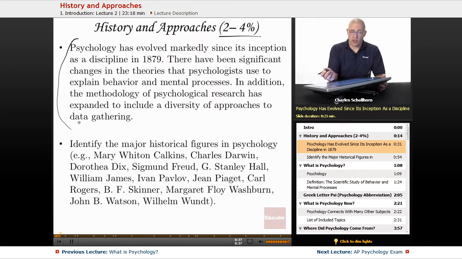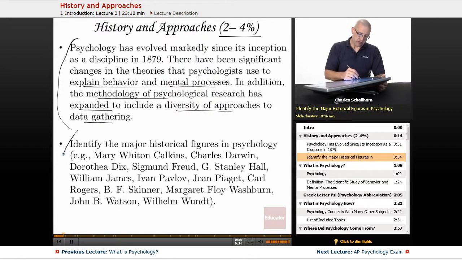There have been significant changes in the theories that psychologists use to explain behavior and mental processes. Behavior and mental processes is going to be part of our definition of psychology. In addition, the methodology has changed and expanded to include a diversity of approaches and data gathering. And then we have a list of people that we're going to be examining and needing to know about from this unit for the AP exam itself. So history and approaches and a few people that we need to know about in the history of psychology.